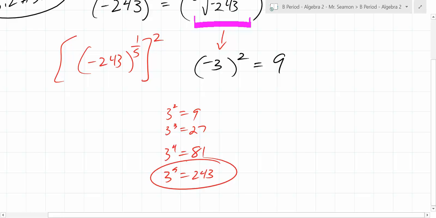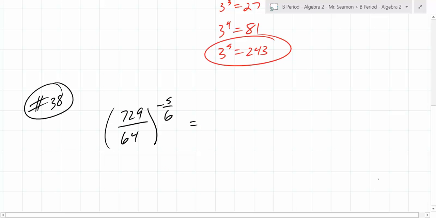This is the edge of what I would expect you to know. I don't really expect you to know 3 to the sixth, for example. 3 to the fifth would be as high as I would go. Now the root in this case is the sixth root. What power is it? Well, what does the negative do? It's just 1 over this thing, right?